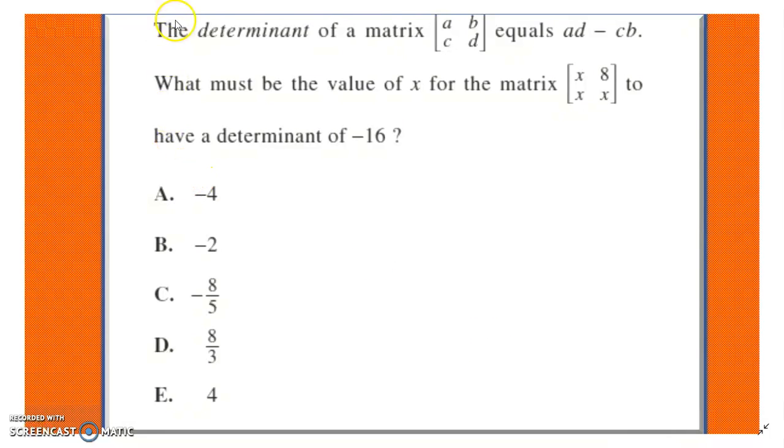The question is: the determinant of a matrix with entries A, C, B, D equals AD minus CB. What must be the value of x for the matrix with rows x, x and 8, x to have a determinant of negative 16? Five answer choices are given here. I suggest you pause the video and try to solve the problem by yourself. Hope by now you have already solved this. Let us now do it together.